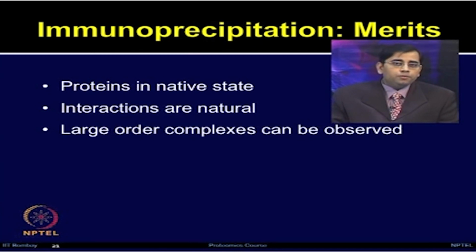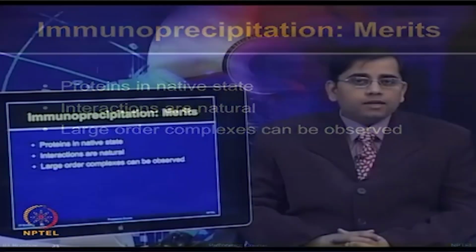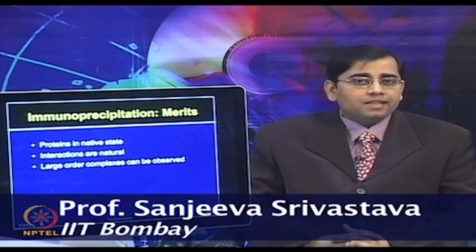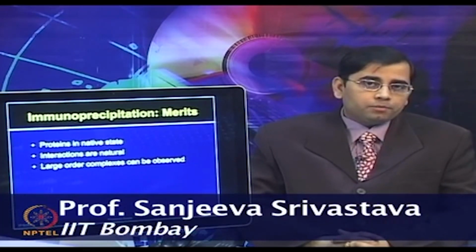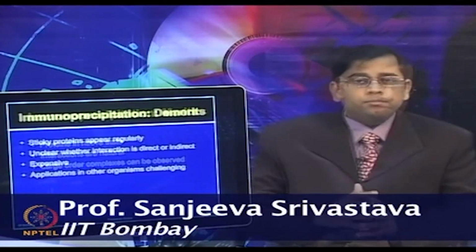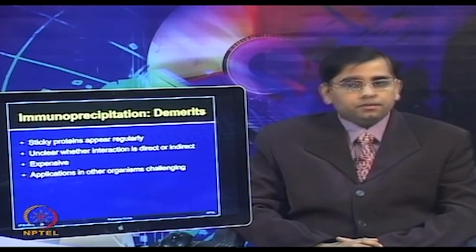Interactions by using the immunoprecipitation method are natural, and by using this method large-order complexes can be observed, because the native state will promote native complex preformation. What are the different demerits of using the IP method?